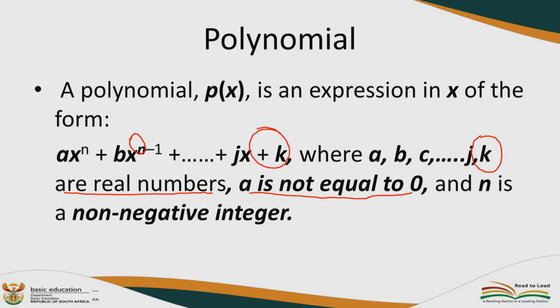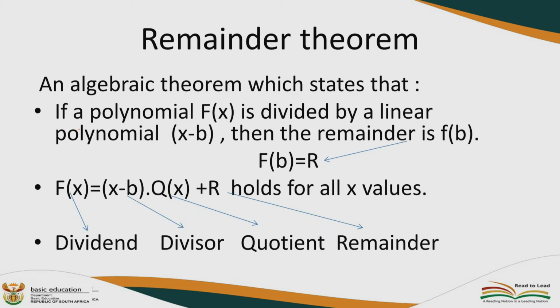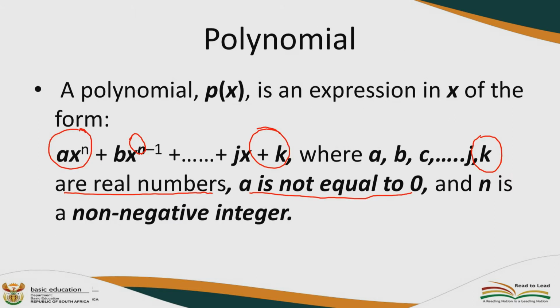Remember, if you say our a is equal to 0, look at what is going to happen here. If your a is 0, you are no longer going to get a polynomial expression, but you're going to get a whole number, which is not part of our polynomial.